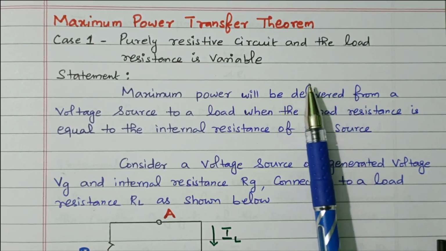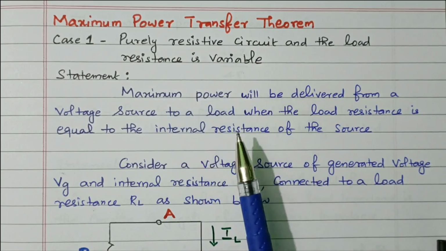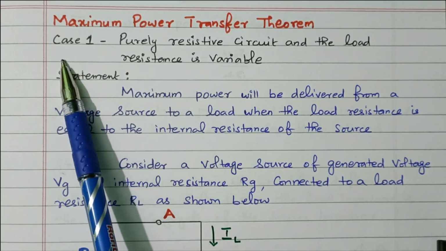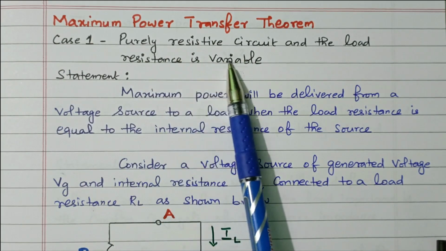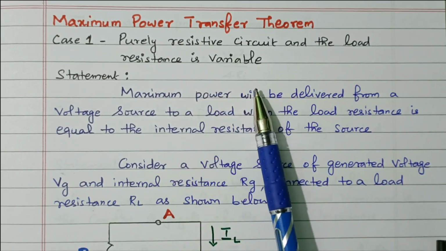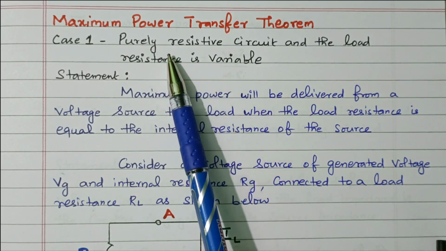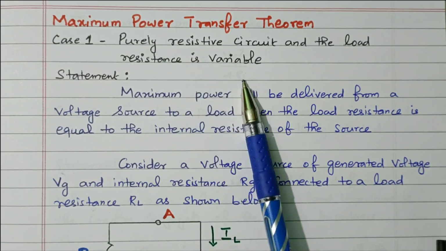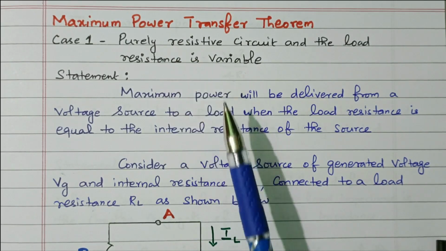Now we'll go to the topic maximum power transfer theorem. We'll see case 1: purely resistive circuit and the load resistance is variable. The circuit contains only resistance and the load is also resistance, that is variable.